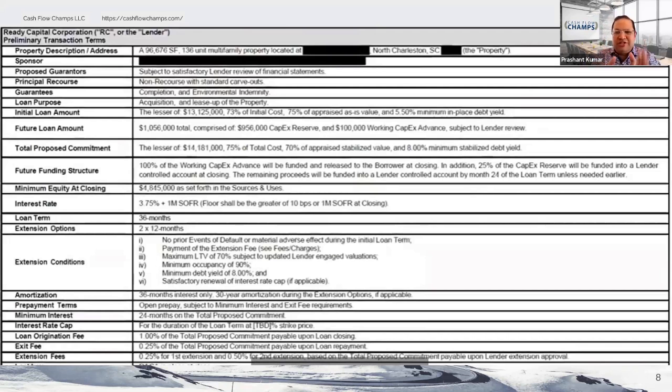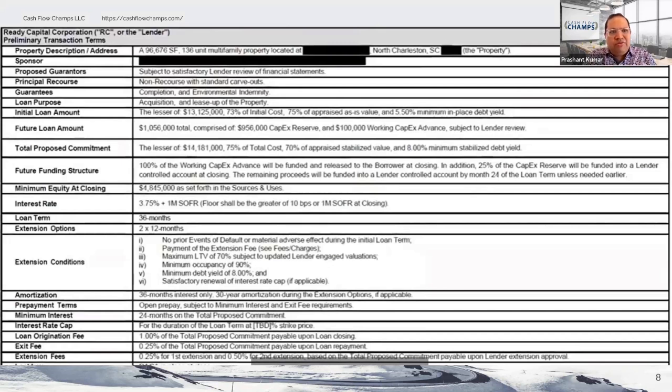So the lender is saying that I'm going to give you the least of these three scenarios, basically, and an in-place debt yield of at least 5.5% in this scenario, right? And they will fund 100% of the capex, which is about $1 million in this scenario. That means some capex reserve and some advanced working capital to begin with. So the total proposed commitment is basically the sum of the initial loan amount and the future loan amount.